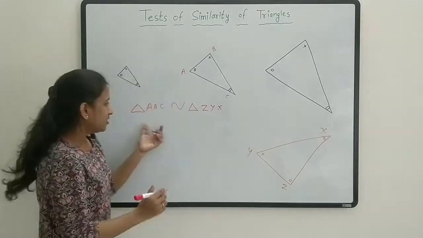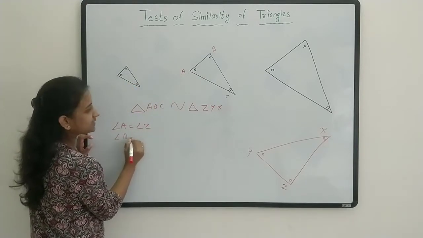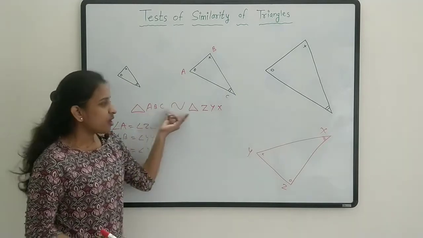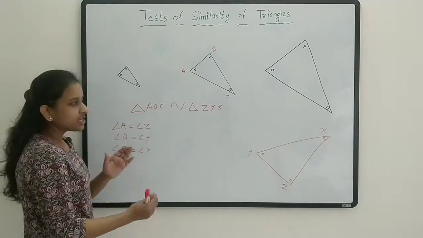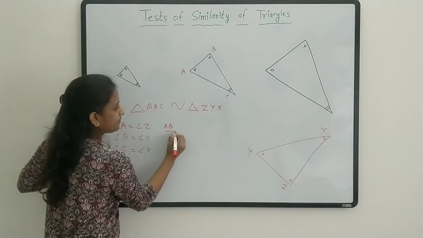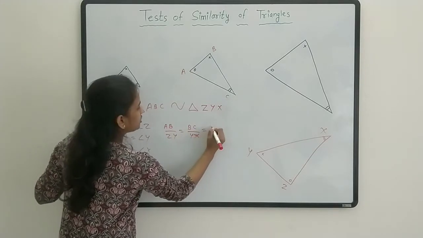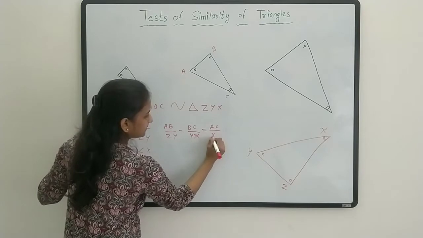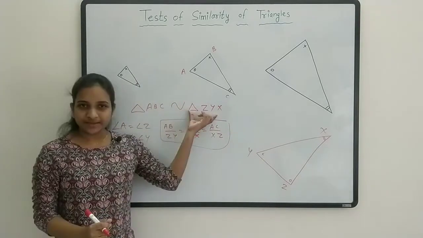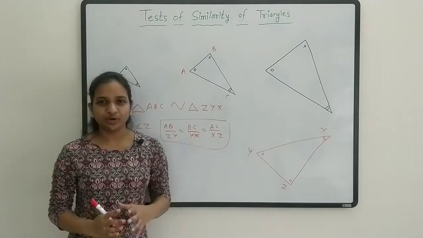Got it? So from this angle A is equals to angle Z, angle B is equals to angle Y and angle C is equals to angle X. And what is happening to the sides? They are in proportion, means the ratio is same. See, AB by ZY is equals to BC by YX is equals to AC by XZ. Got it? So in two similar triangles, angles are equal and sides are in proportion.